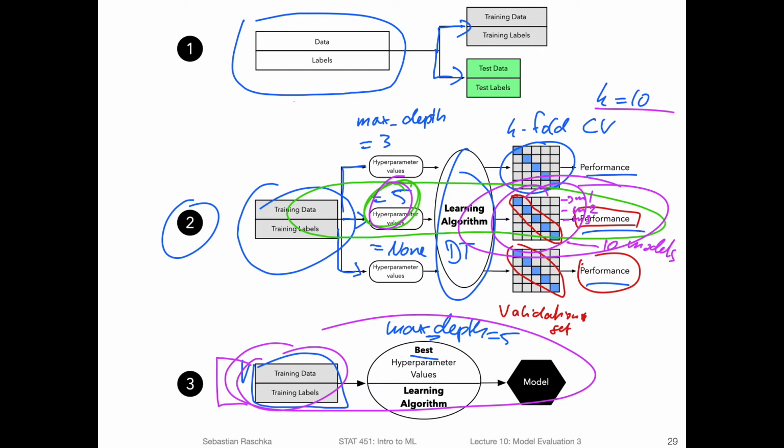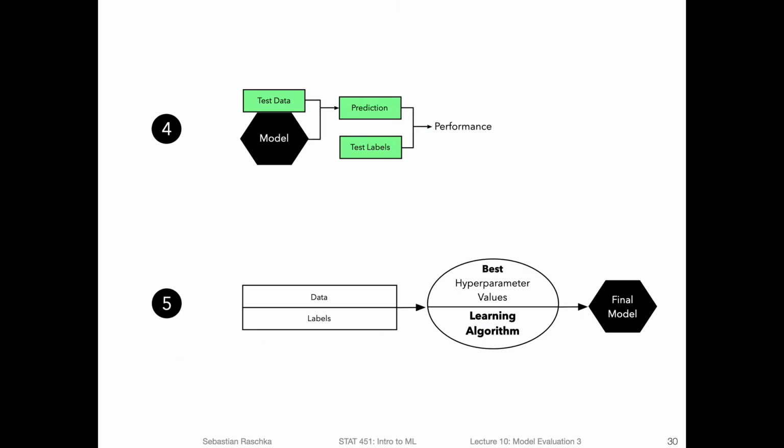So after we have done step 3, we now assume we have the best performing model from round 2. And then we can evaluate the model on an independent test set.